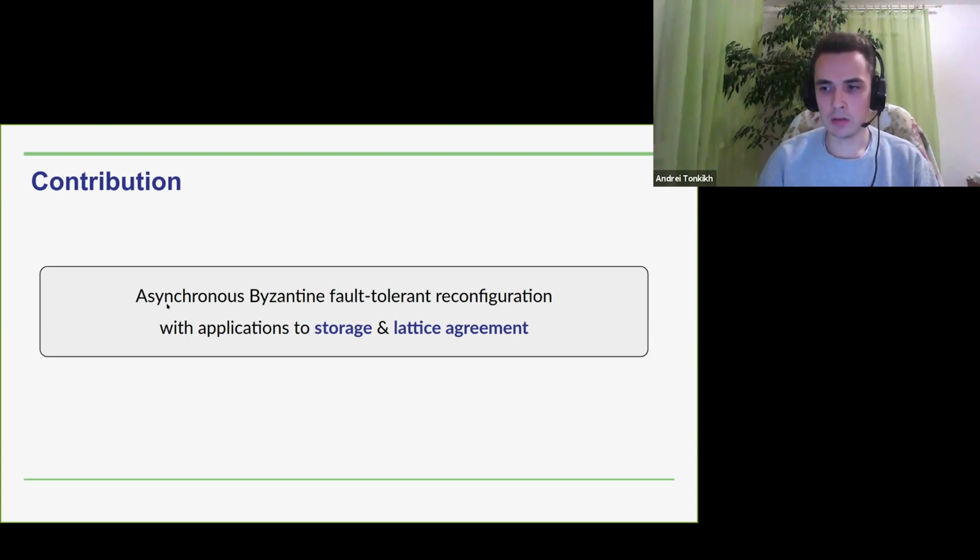In this case, you may want to replace a replica because it is slow, or you may want to replace all replicas if you, for example, suspect that some of them are faulty, but you don't know which one exactly. You can issue a configuration request that completely changes the set of replicas, for example.